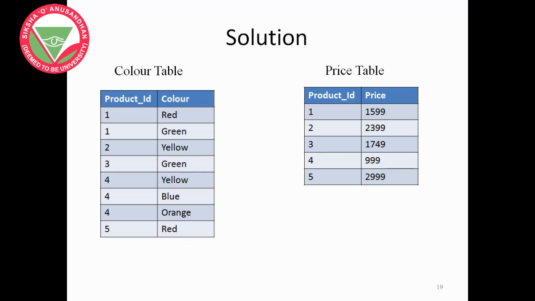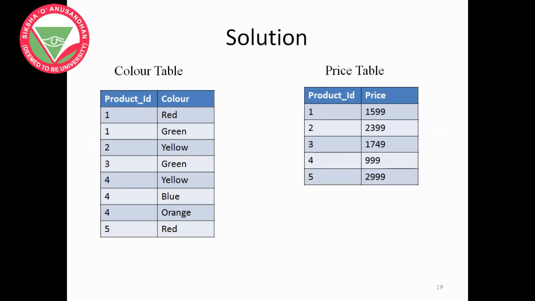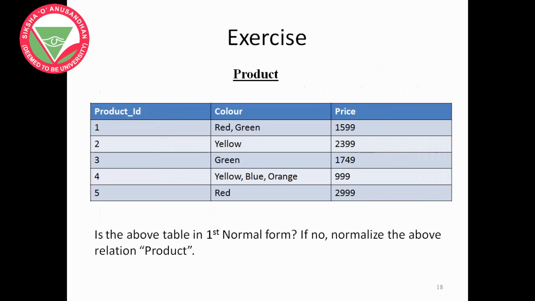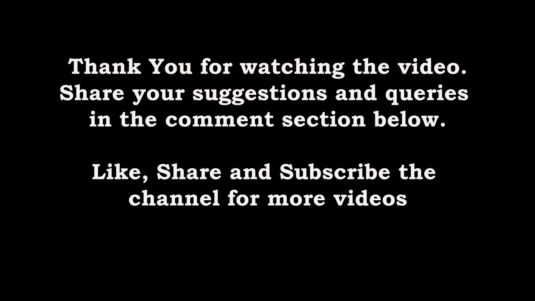I hope you have come up with the solution. So as you can see, the previous table can be divided into two tables where we have the product ID and color in one table, and in the other table we will have the product ID and the price. So as we have followed the rules of decomposition, we will get this solution.